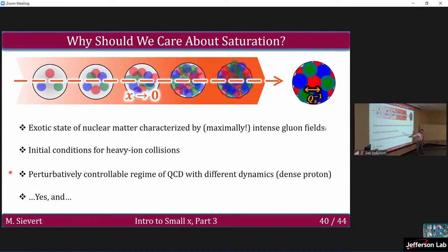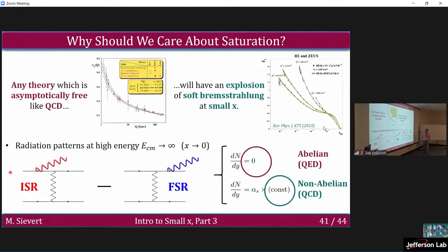So you might need a saturated gluon phase, sometimes called plasma, in your early stages of a heavy ion collision. Yes, all of that's true, but for me, that's not the most important reason. For me, the most important reason is the one that I shared with you yesterday, that this explosion of gluon density is an inevitable consequence of a non-abelian gauge theory.